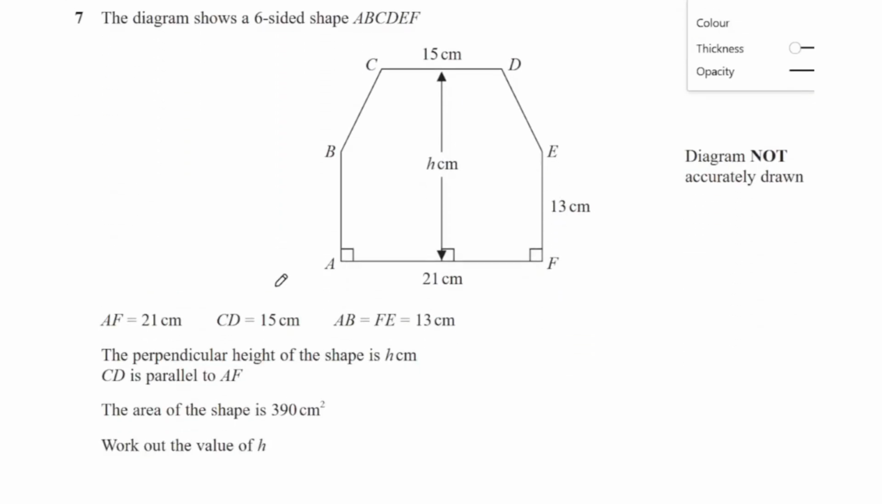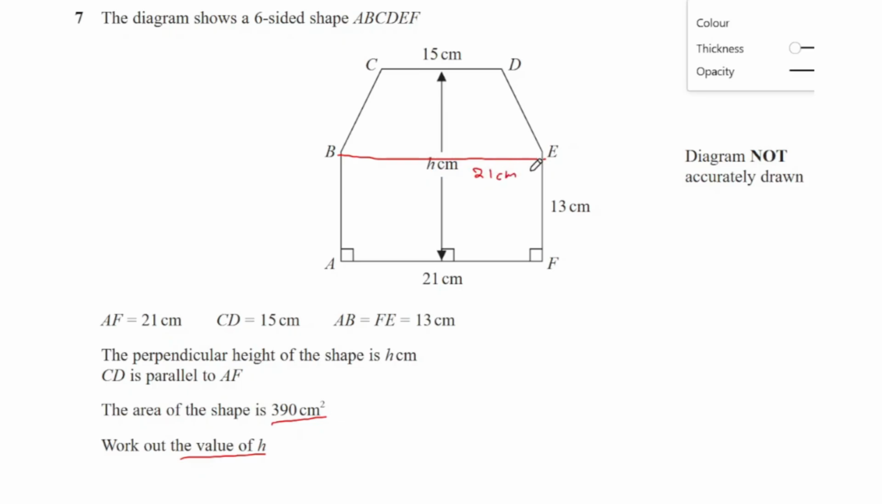Number 7 says, the diagram shows a 6-sided shape A, B, C, D, E, F. So AF is 21, CD is 15 here, and AB and EF are equal to 13. The perpendicular height of the shape is h centimeters. CD is parallel to AF. The area of the shape is 390 centimeters squared. Work out the value of this height. If you split this shape, draw this line. So this length will be 21 as well.